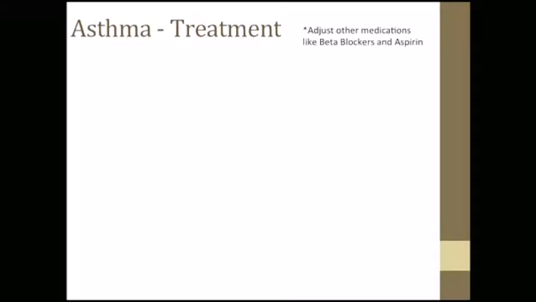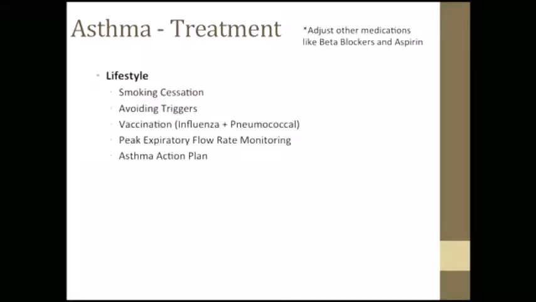Can anyone give me any suggestions of how you improve asthma? Yeah, questionable, don't exercise. Of course, if you have too little respiratory function, then yes. Yes, avoiding triggers. That's one important one. Anyone else? Yes, don't smoke. That is one of the most important ones. So yes, smoking cessation and avoiding triggers. Other things include vaccination, which is really important, and asthma action plans as well. And some patients also undergo peak expiratory flow rate monitoring at home.